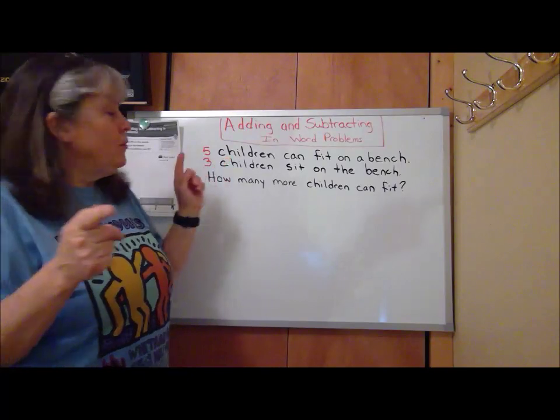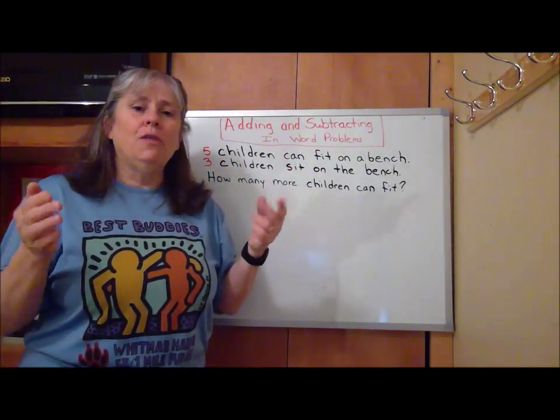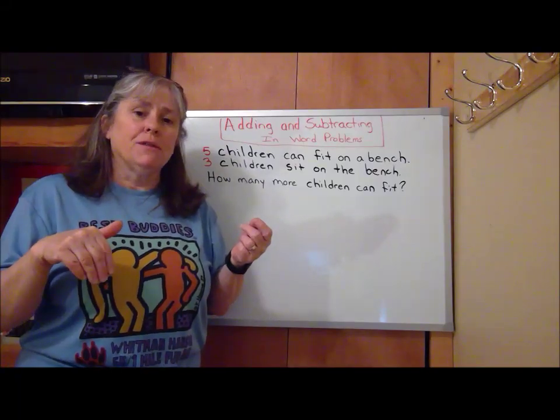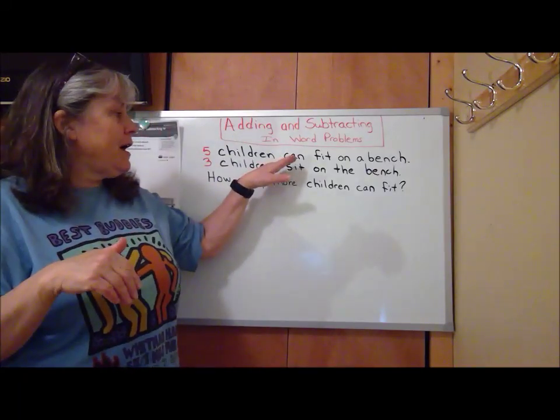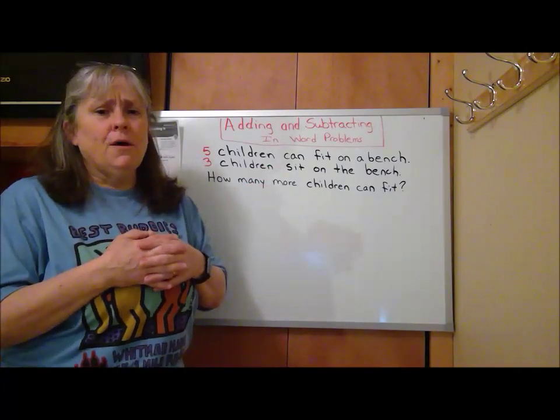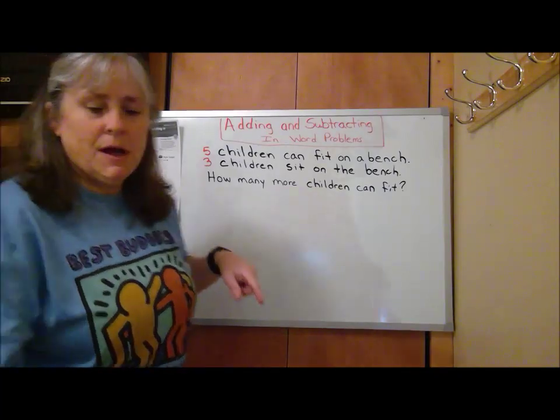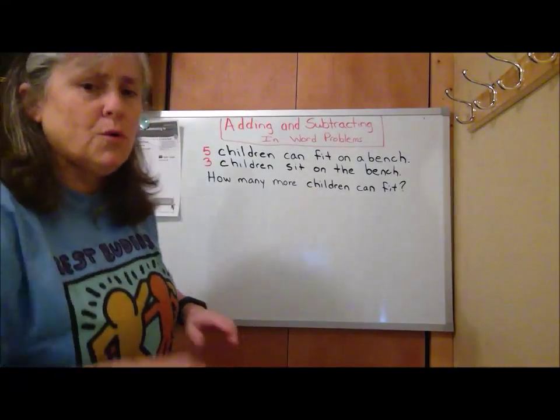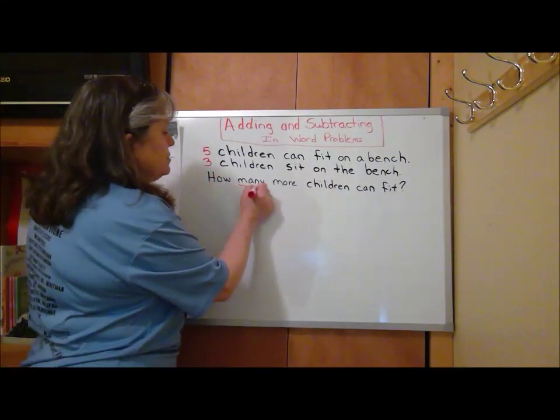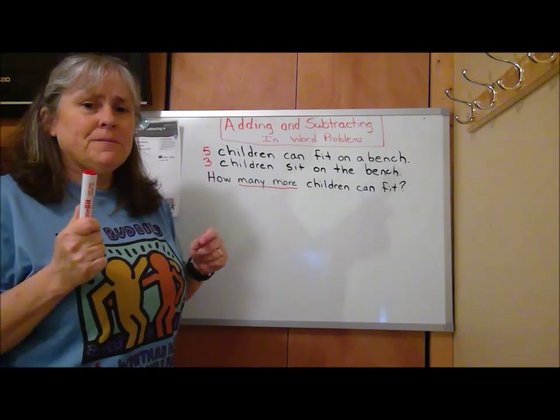What else do we know? We know that 3 children sit on the bench. So right now, there are 3 children on the bench. It can fit 5. There are 3. What do we want to know? We want to know how many more. So I'm going to underline that because it's an important word phrase to remember. How many more children can fit?